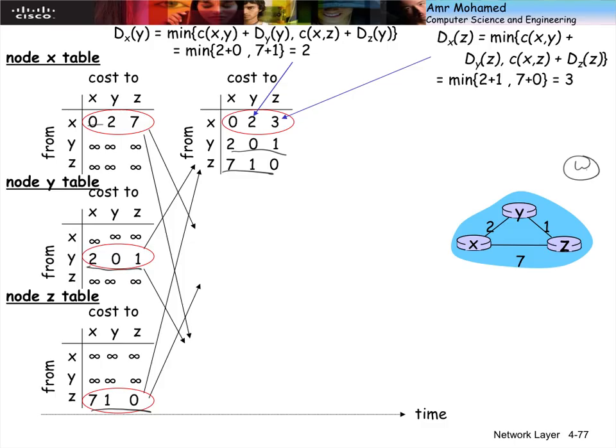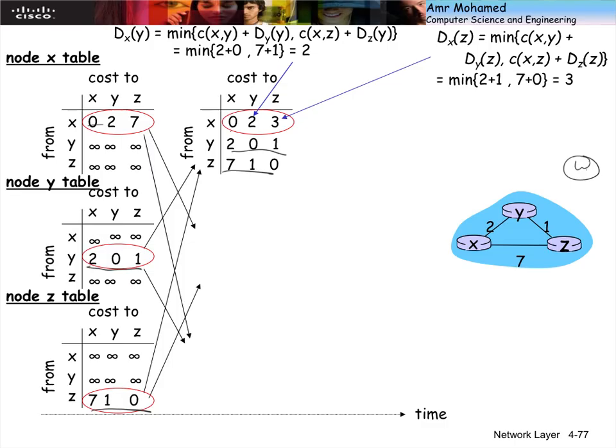It doesn't know, right? So it will put it as infinity. I want to make this clear. So node X at time 0 has no distance to W, so it puts it as infinity. So if it has no information about anything, it puts it by default as infinity.